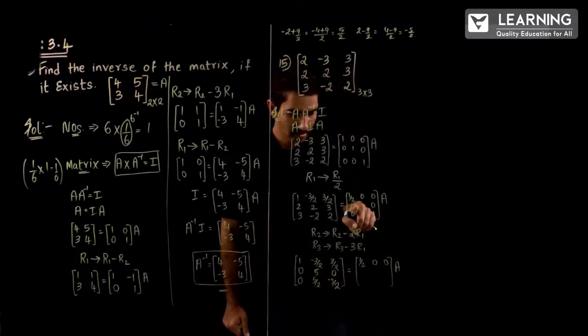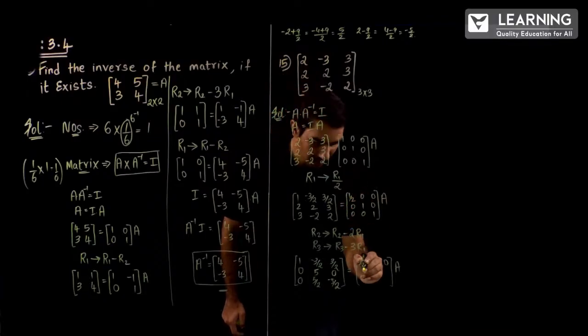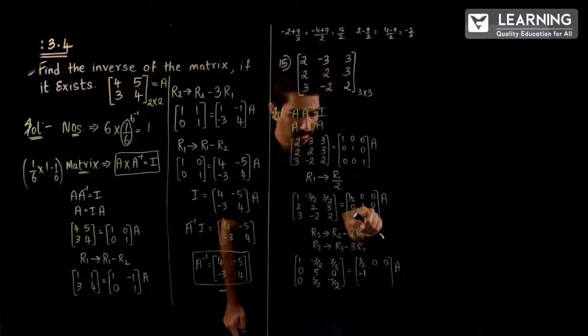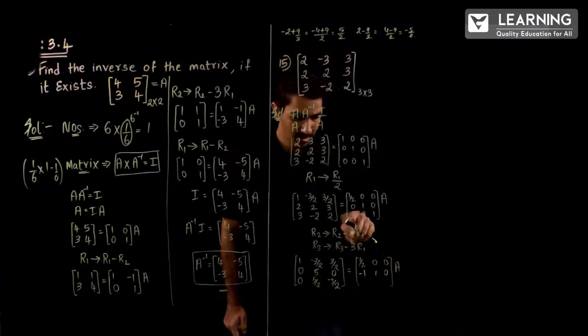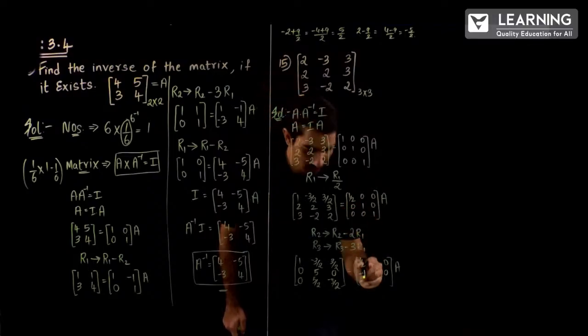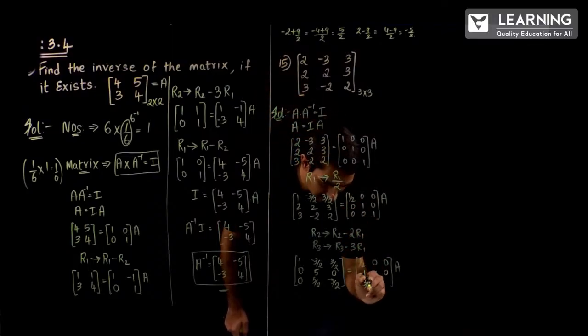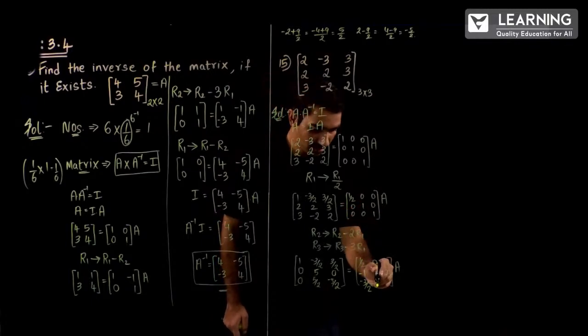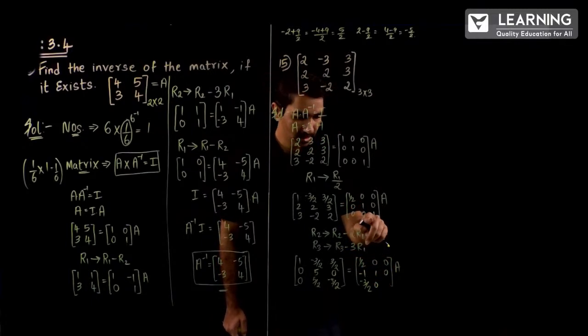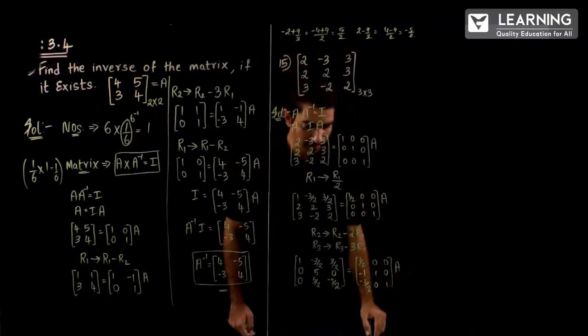R2 minus 2R1, 0 minus 2 times 1 by 2. So that will become minus 1. Then 1, so this will become 1 only. 0 and 0, so this will be 0 as well. R3 minus 3 times R1, 0 minus 3 by 2. So it will become minus 3 by 2. 0 minus 3 of R1 is 0 only. And 1 minus 3 times 0 will be 1 itself.